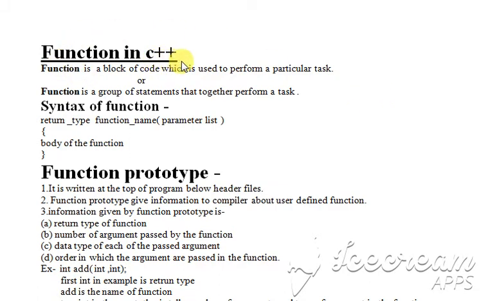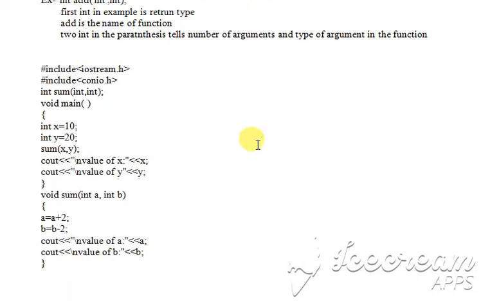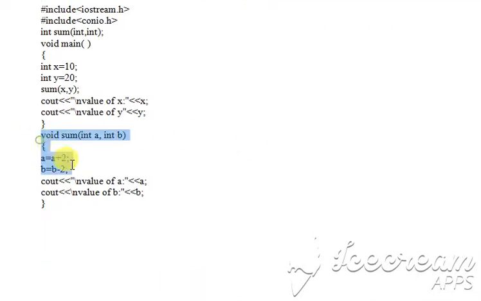Function in C++. A function is a block of code which is used to perform a particular task, or we can say a function is a group of statements that together perform a task. Let's understand with the help of an example. See here, this is a function.